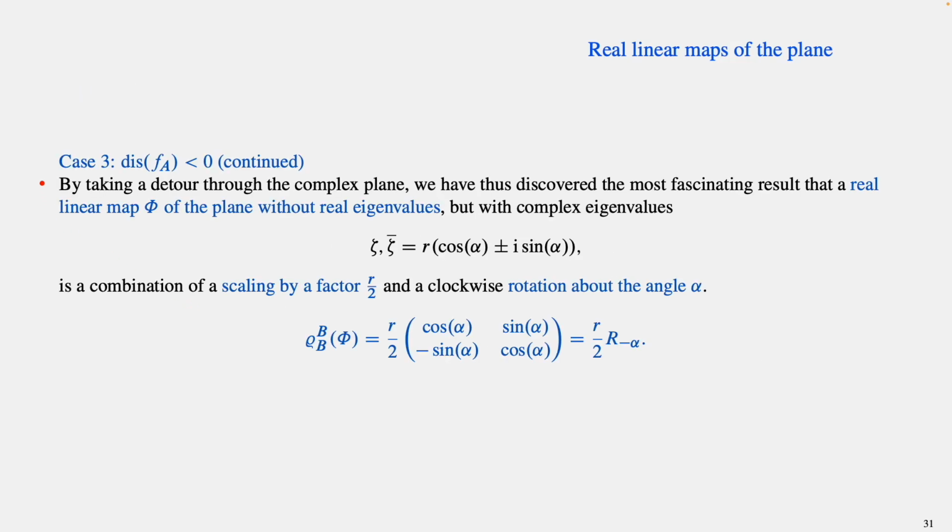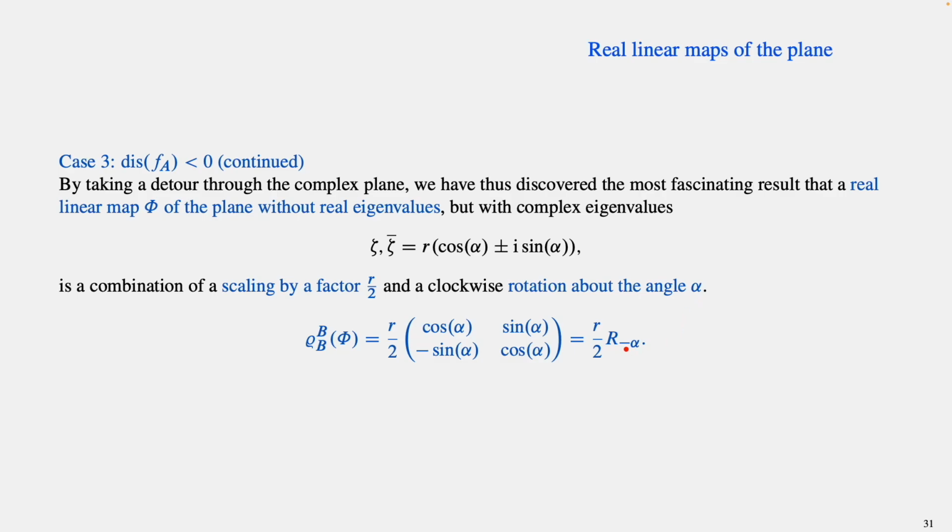So what we have done now is we have used this ingenious trick by taking a detour through the complex plane to study a real linear map, and have obtained the most fascinating result: a linear map of the real plane without real eigenvalues has a pair of complex conjugate eigenvalues, and this real map actually is a scaling by the factor 1/2 times r, where r is this factor here, and a clockwise rotation by the angle alpha. Clockwise is indicated by the negative sign here.